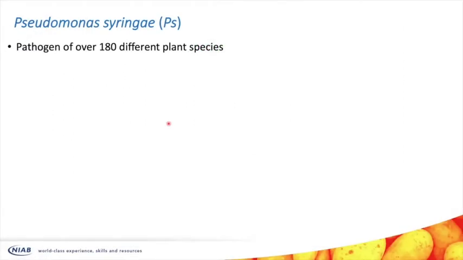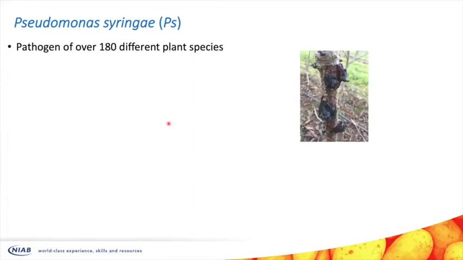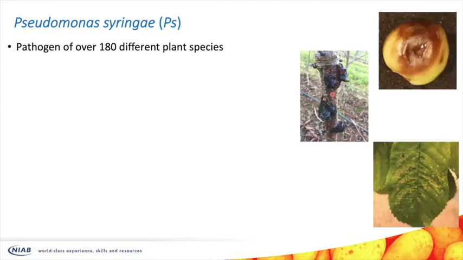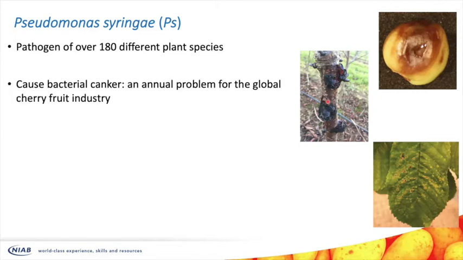So Pseudomonas syringae is an important pathogen of many plant species, and cherry included. If you can take a look at these pictures, syringae can infect and cause canker symptoms on different parts of cherry trees, and that results in damage to trees and also loss of production. Pseudomonas bacterial canker has been considered a very important problem for the global cherry fruit industry.